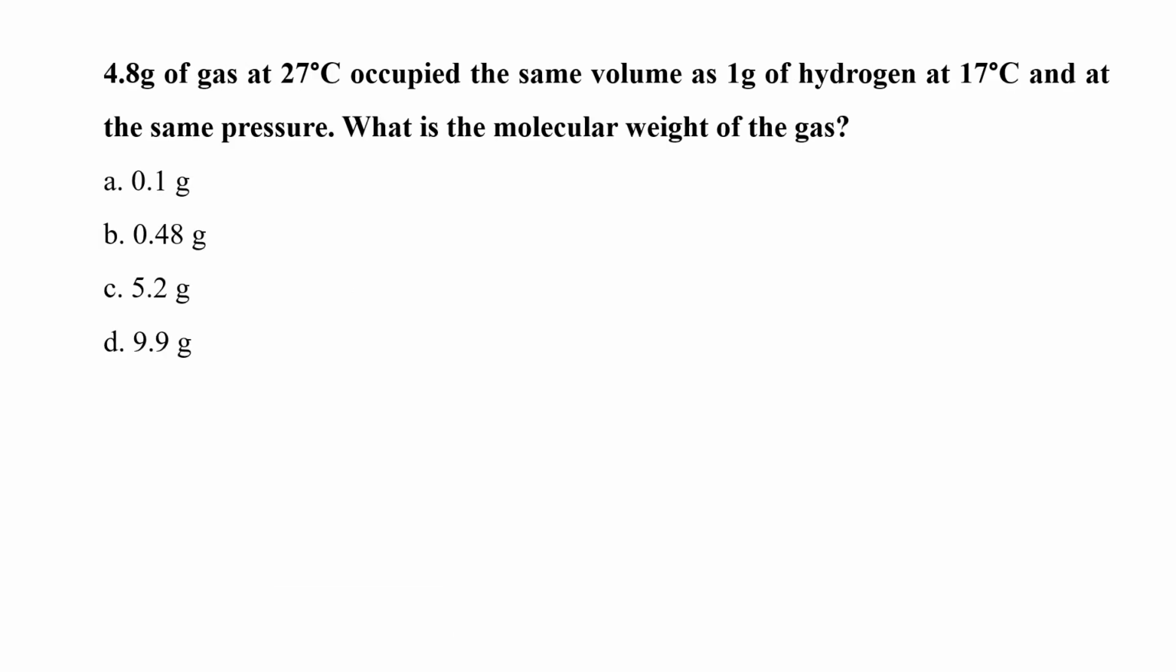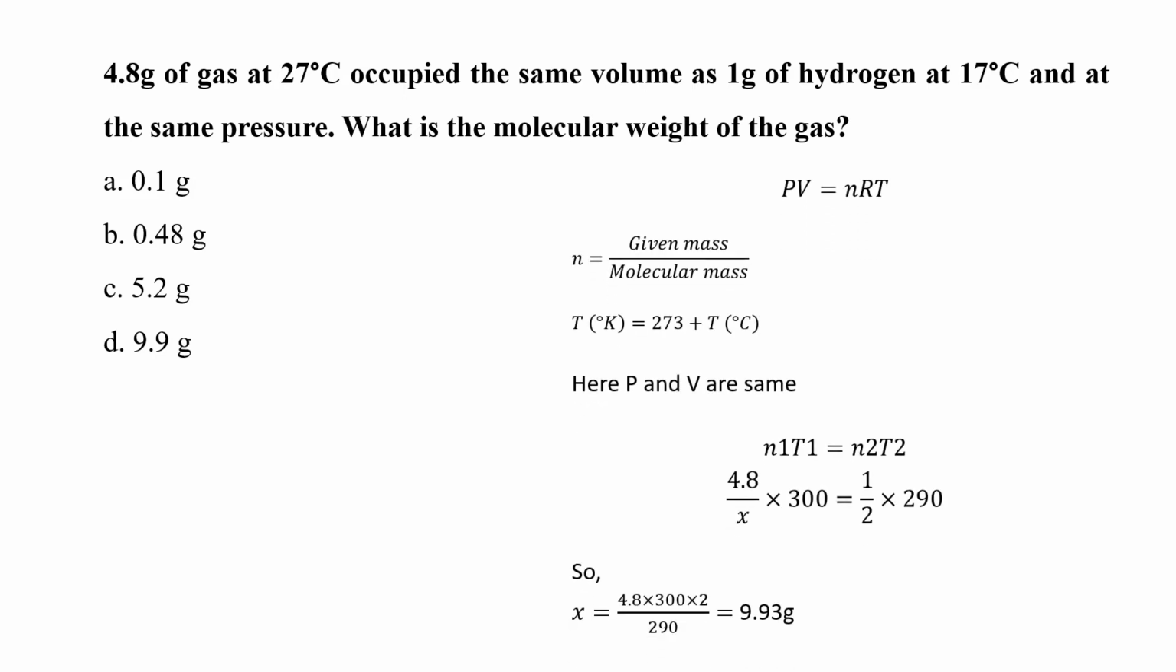4.8 grams of gas at 27 degrees Celsius occupied the same volume as 1 gram of hydrogen at 17 degrees Celsius and at the same pressure. What is the molecular weight of the gas? 0.1 gram, 0.48 gram, 5.2 gram or 9.9 gram? We know PV = nRT, where n is the number of moles, which is equal to given mass upon molecular mass. Temperature in degrees Kelvin is equal to 273 plus temperature in degrees Celsius.